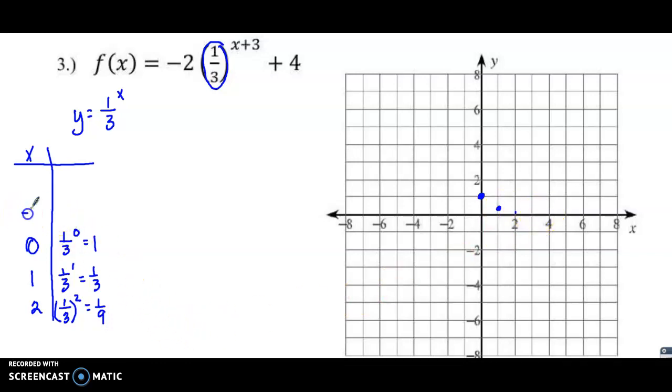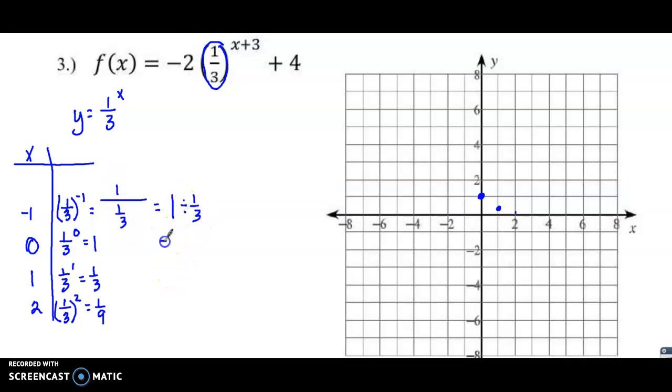Okay. If we went the other direction, this is where it gets a little tricky for some of you. So 1/3 to the -1. Remember, to the -1 means 1 over 1/3. Well, 1 over 1/3 is the same as saying 1 divided by 1/3.